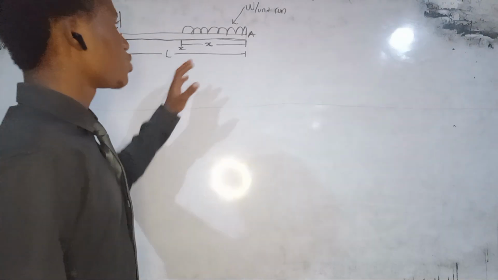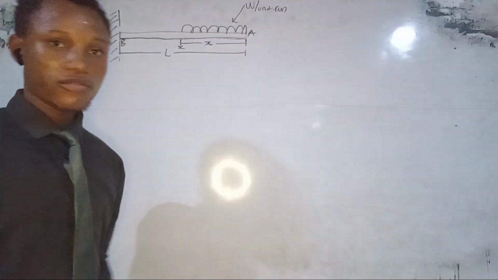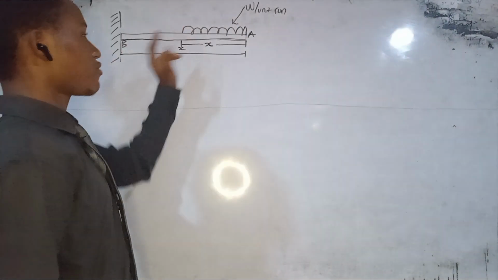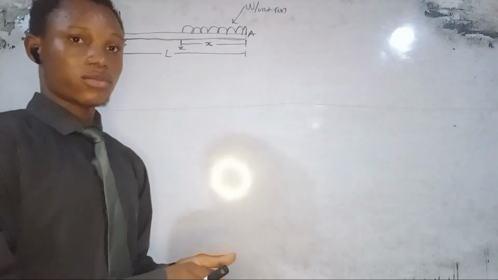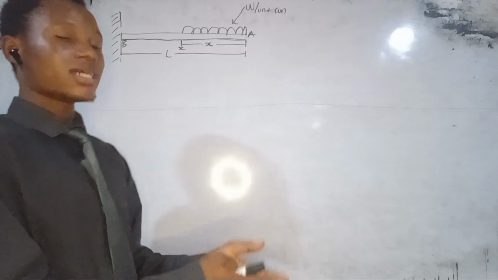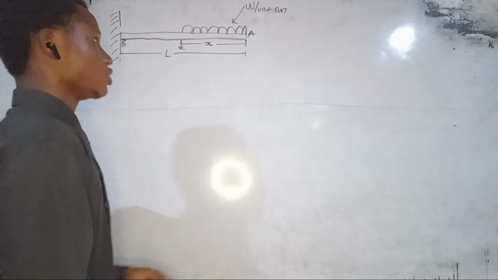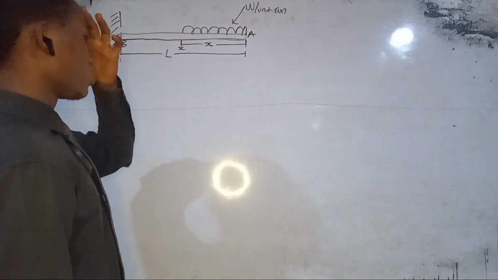So now let's say we are given a uniformly distributed load at half span of the cantilever beam. We are going to be applying the same way that we have been doing it. So now let's take a look at this.